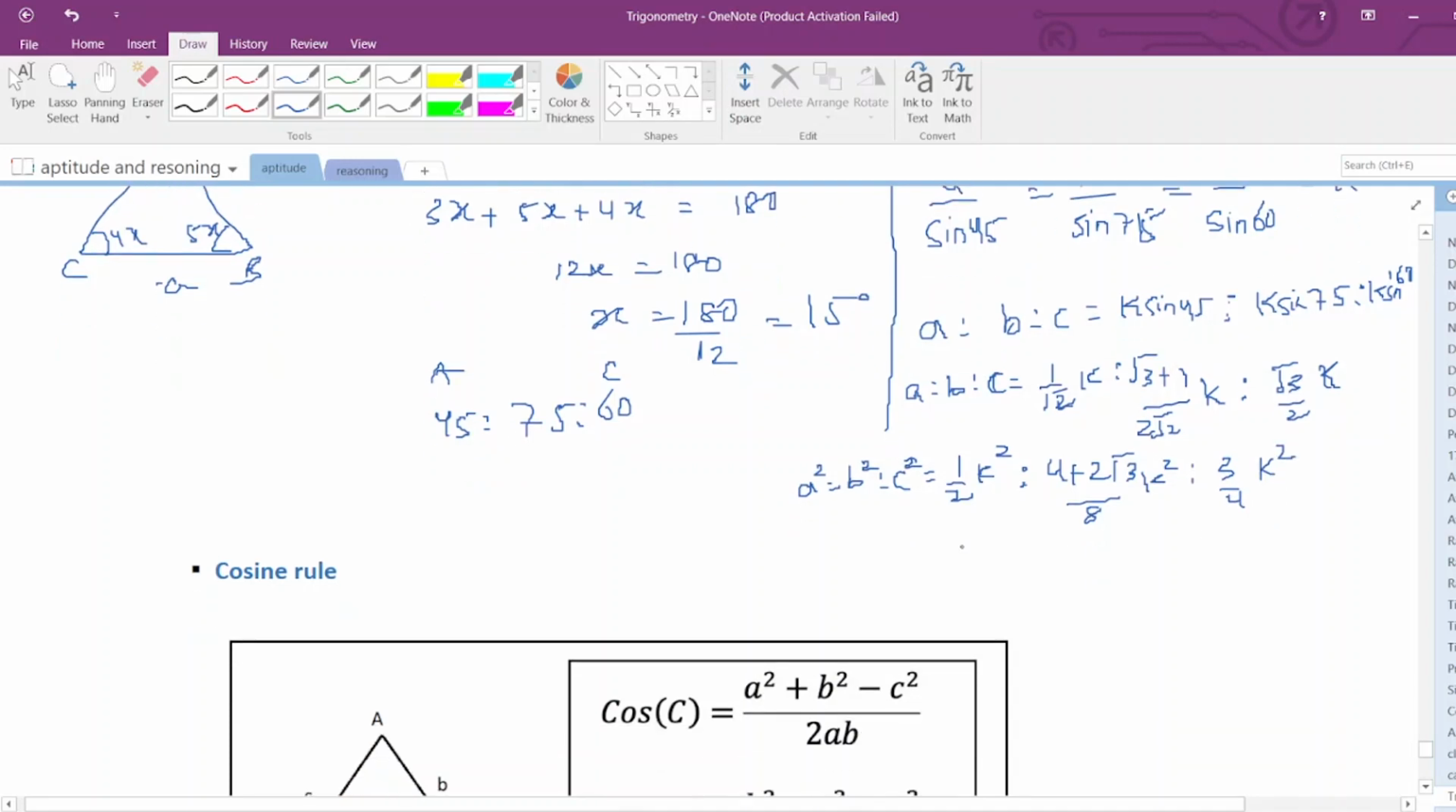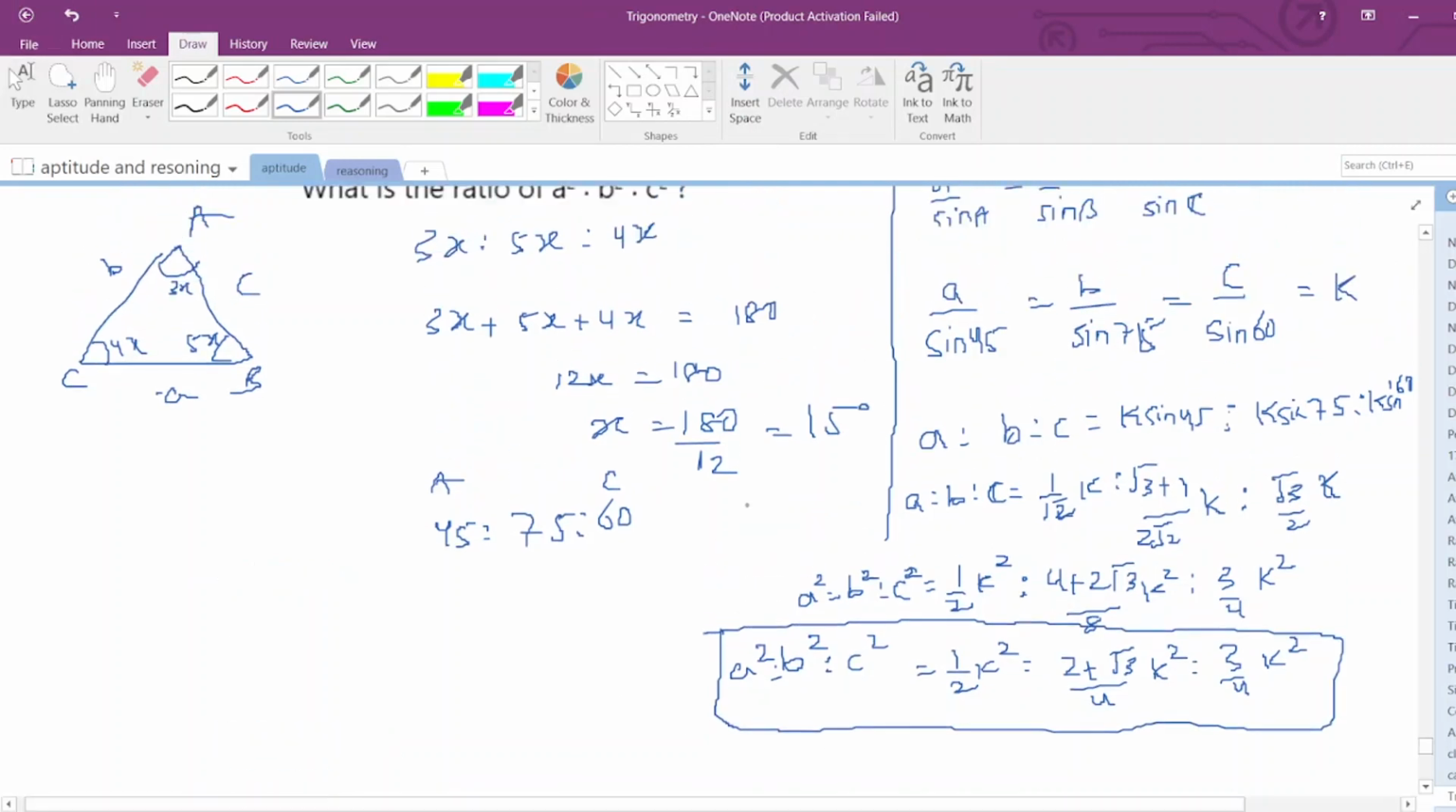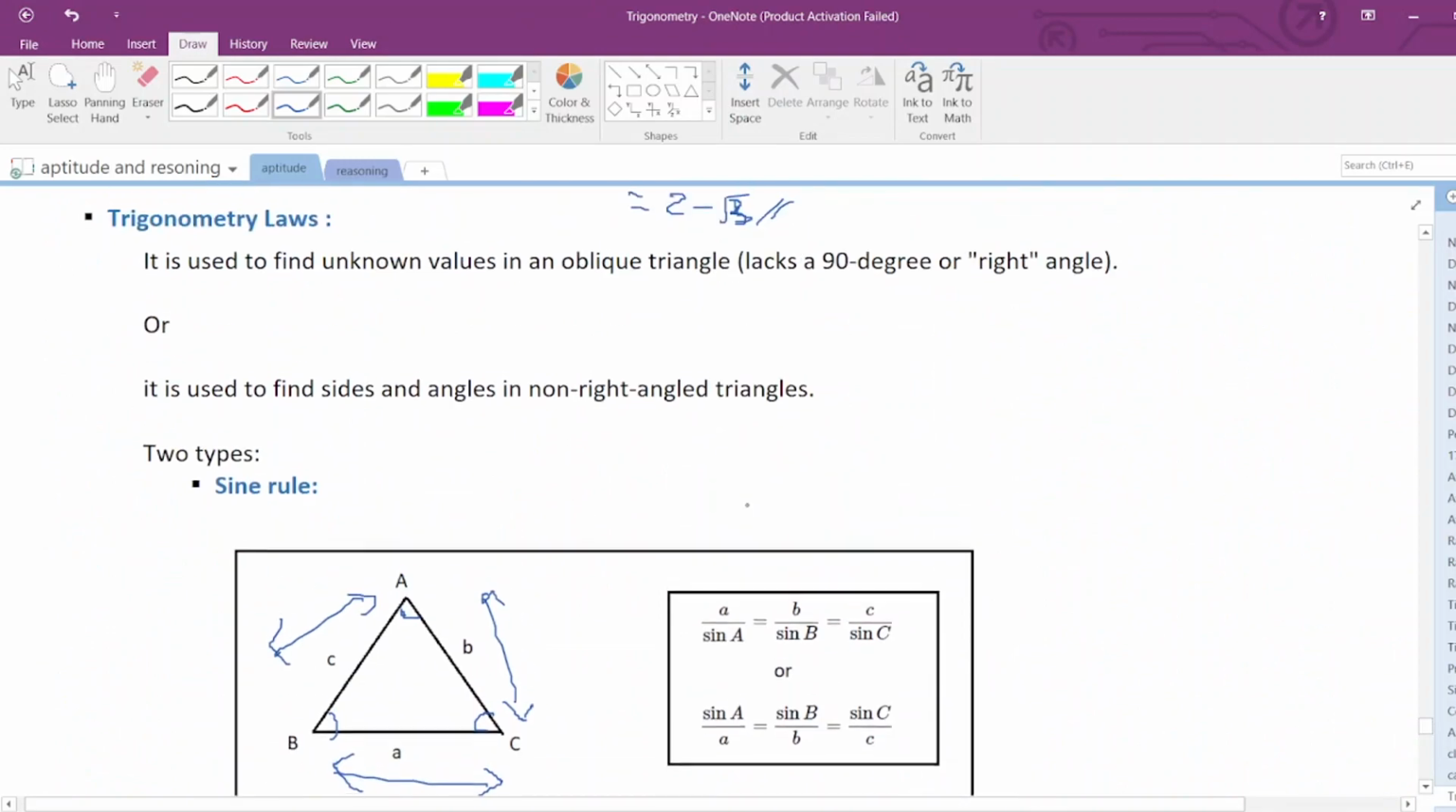So now 1 by 2 k square is to 4 plus 2 root 3 by 8, we can write it like that. Taking 2 common, we get 2 plus root 3, right? Which means 2 plus root 3 by 4 k square and 3 by 4 k square. So these are the values. So a square is to b square is to c square becomes this. Okay, so this is how you are supposed to do it using the sine rule.